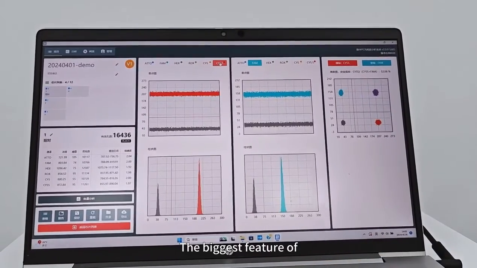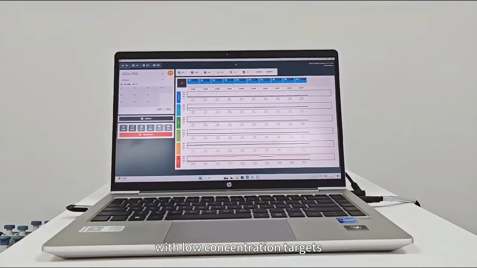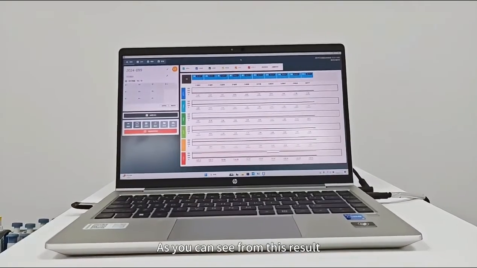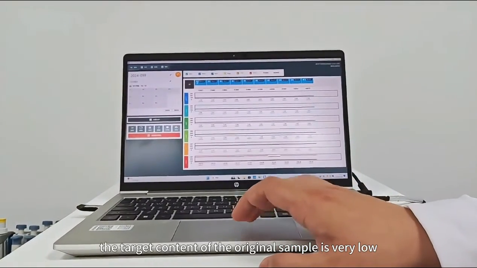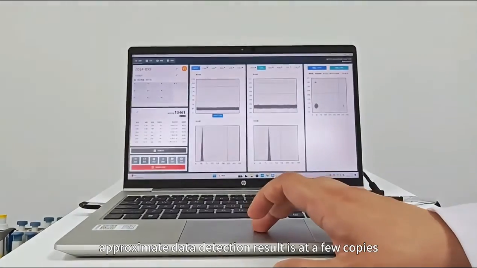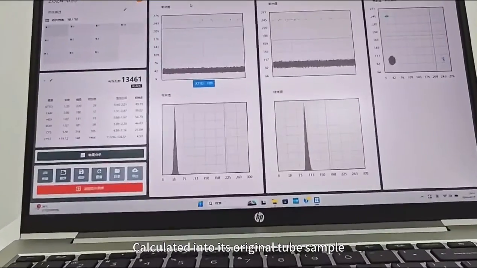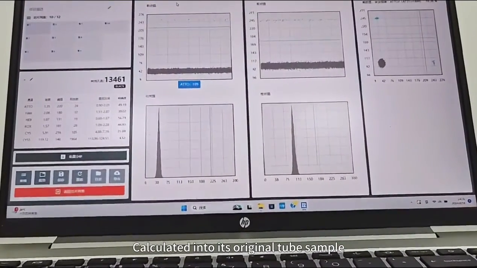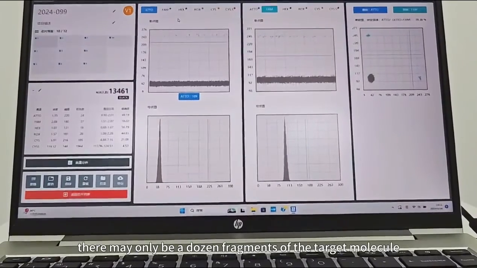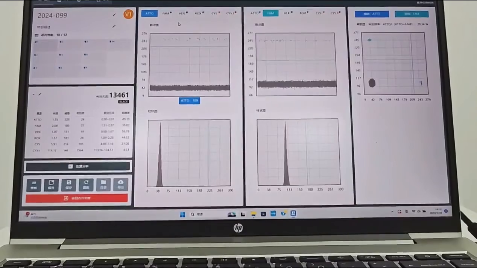The most amazing feature of digital PCR is that it has very good results in detecting samples with low concentration targets. As you can see from these results, the target content of the original sample is very low. The overall detection results are at a few copies per microliter. Calculating back to the original chip sample, there may only be a dozen fragments of target molecule, but digital PCR can still present it very clearly.